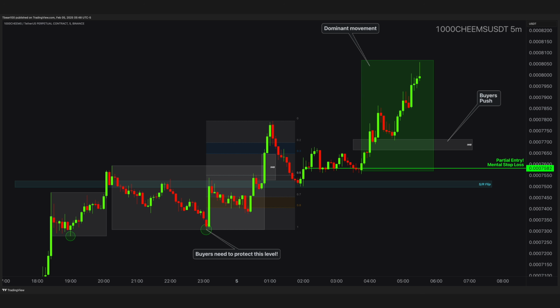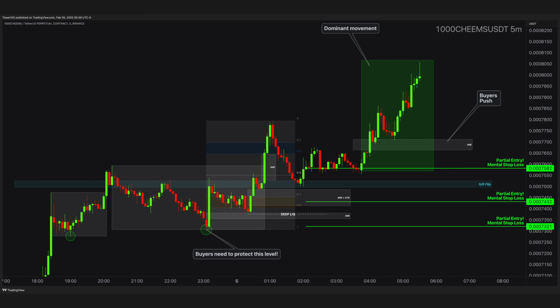You are making your entry here with the SR flip area on the imbalance with EQ from Fibonacci. This is your first partial entry with your mental stop loss. Then let's see, there is another great level here. But why this area? Because if the price drops further back, it will be the optimal trade entry area, the golden zone, combined with the inner imbalance. And your last entry should be under this area for the further imbalance and this inner deep liquidity area.